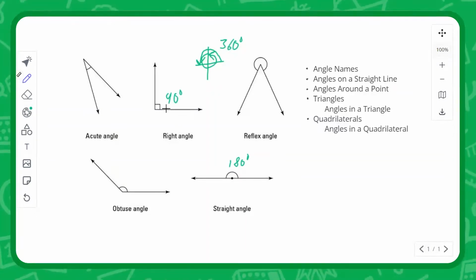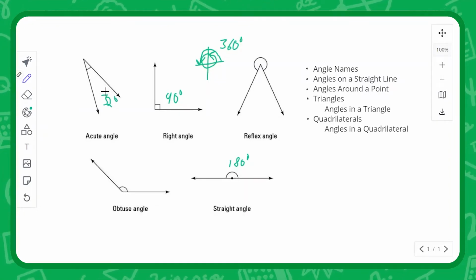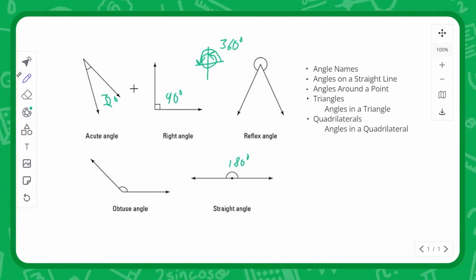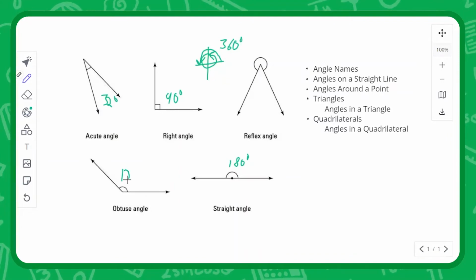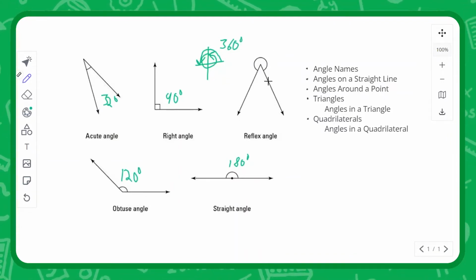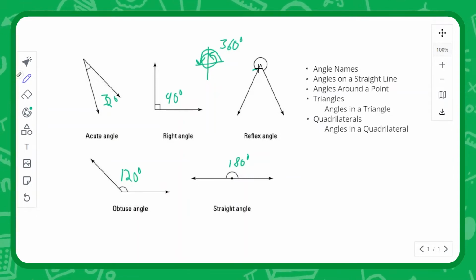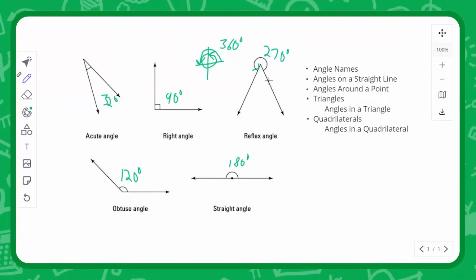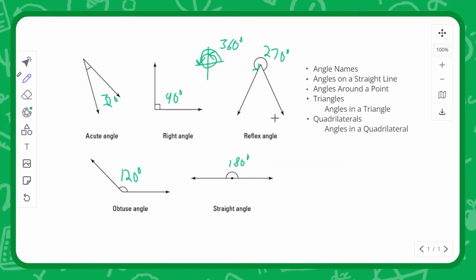If we're going to go smaller than that, say for example 32 degrees, that's called an acute angle. And if we've got an angle that's larger than 90 but less than a straight line, that's an obtuse angle, say 120 degrees there. And the last one, it's often the one people will forget, it's all the way around past the straight line but not quite all the way around the circle. For example, 270 degrees, that's a reflex angle, more than a straight line, less than the full circle.